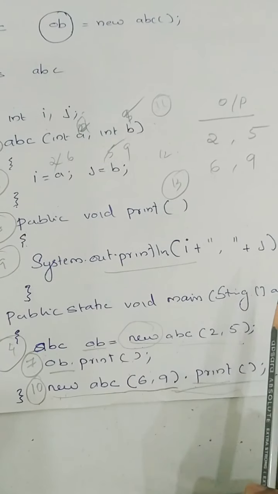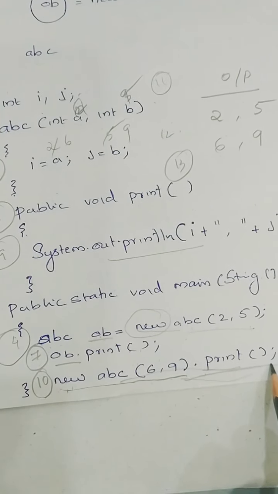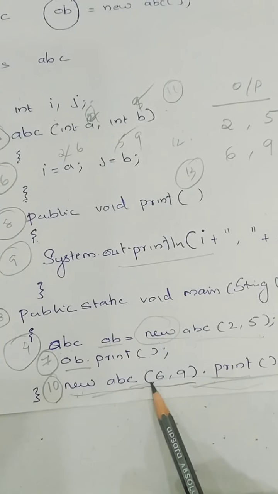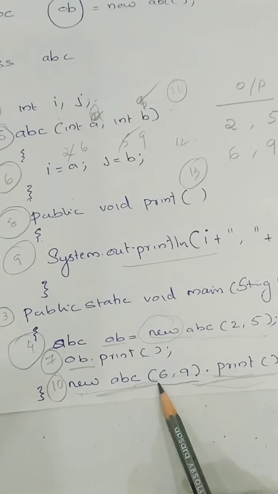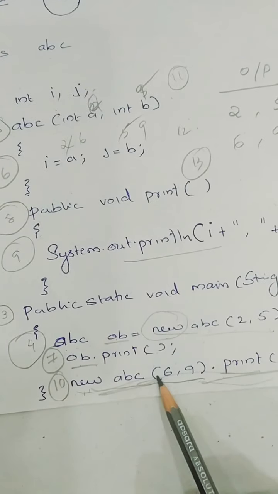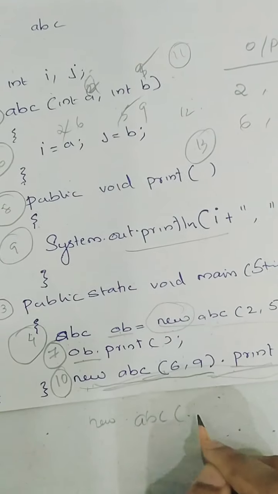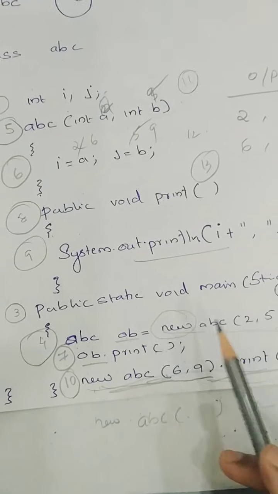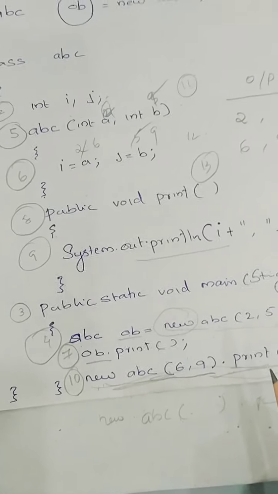Execution will be the same, but the difference is that after the execution of i and j, this object will get deleted because it has not been created with an object name. So it will not be stored in the memory. This object will get deleted, but ob will be there. You can use ob. When you want to use the temporary instance again, you have to use new abc dot printf again. So after each execution you have to create this because it is a temporary instance.